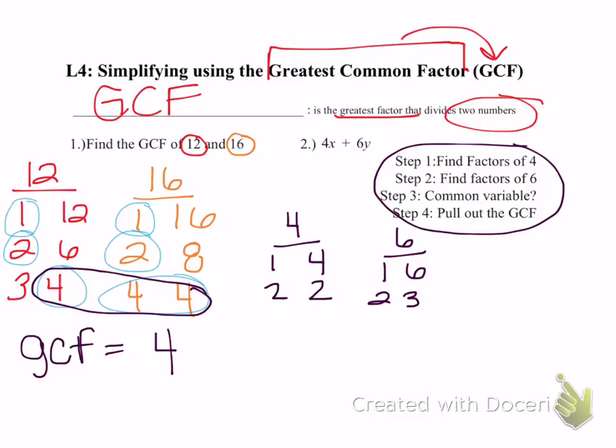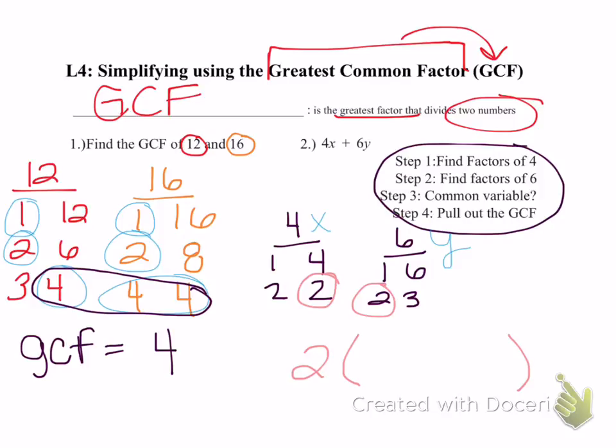So now we've got to figure out, is there a common variable between the two? So we've got an x and we've got a y. So there is no common variable, so I'm not going to be taking anything out. But I will be taking out a number because I see that they have 2 in common. So I'm going to take out that 2 and put it outside parentheses, and then I'm going to write what's left over.